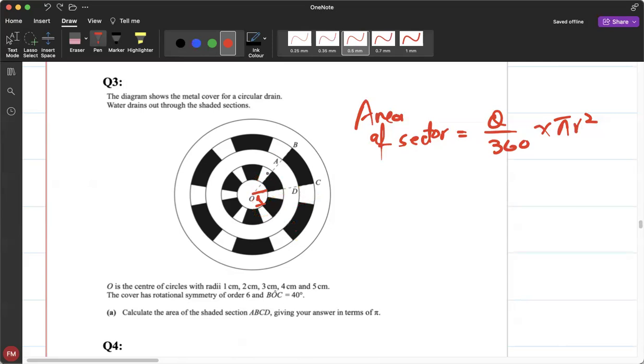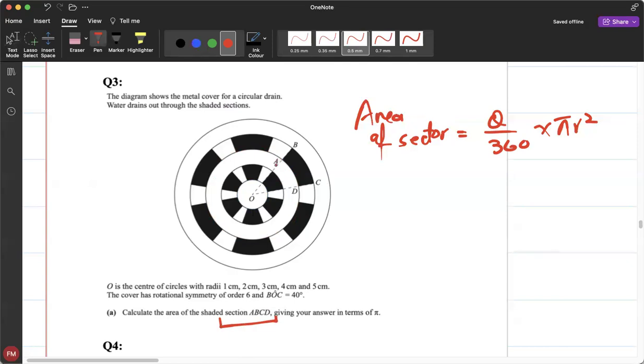So it kind of makes sense. You do realize that they're just saying that this is a circle, and they've given us the radii. The first circle over here has a radius of 1. The second circle has a radius of 2. The third circle has a radius of 3. The fourth circle has a radius of 4, and the bigger one is 5. So they've given us the circle areas for all of them. It says calculate the area of the shaded section ABCD.